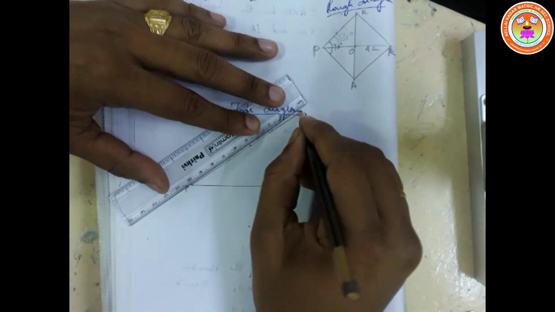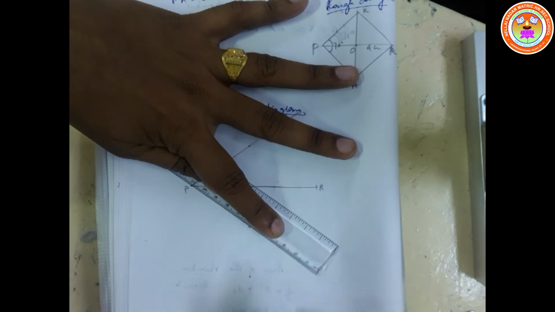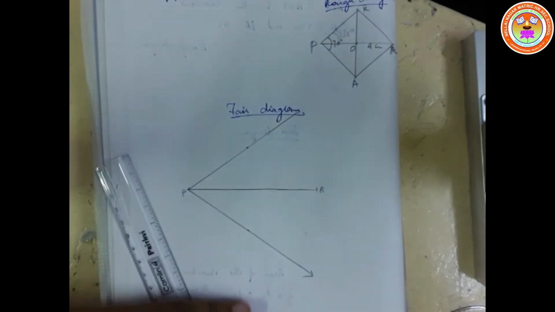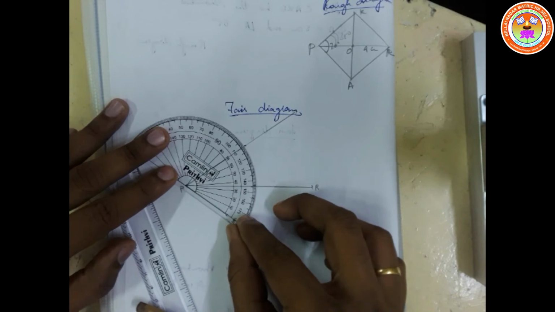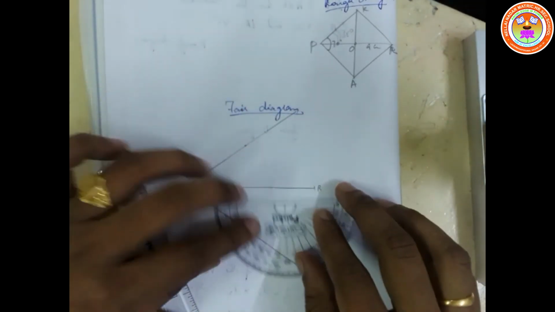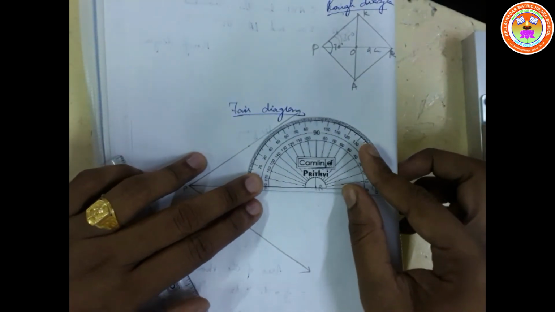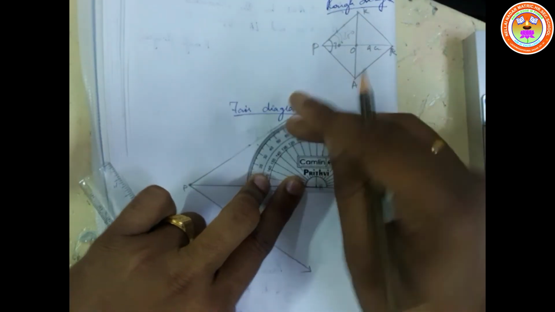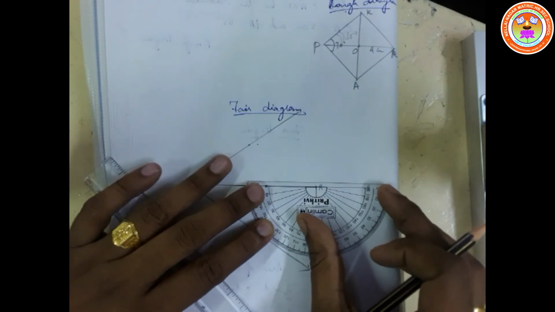So you draw a ray like this, and also from below the line you draw another ray, call these X and Y. Similarly, if you measure this, you will get 70 degree. Similarly, you have to do it on the right hand side also, because in a rhombus opposite angles are equal. So here also you have to take 35 degree above the line, and below the line another 35 degree.